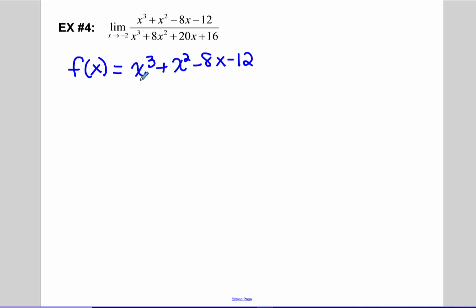In lesson 5, we're going to talk about this. Then we can let the denominator be the other function. So we're going to use a little bit of shorthand. That way we won't have to keep writing things over and over and over.